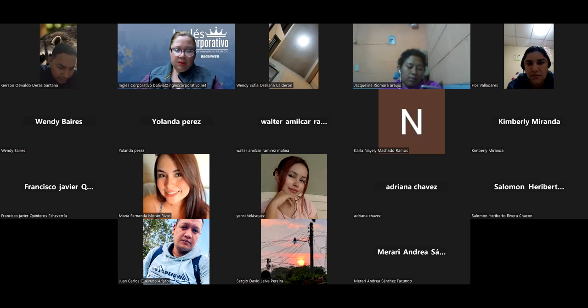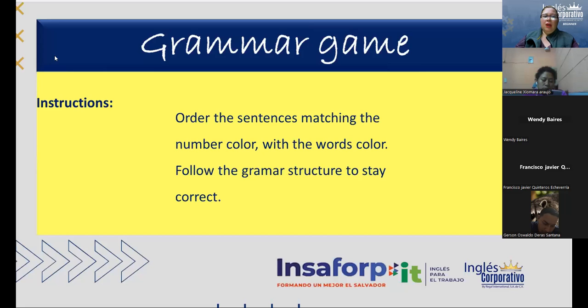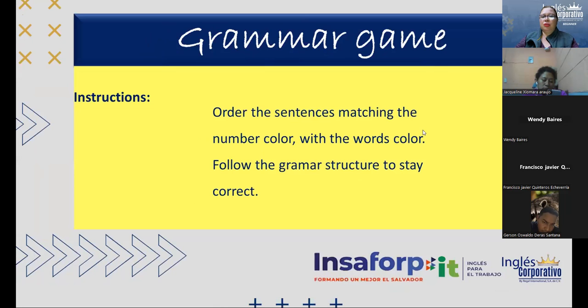Ahora déjenme abriendo para explicar. ¿Qué es lo que vamos a ir a hacer? Pongamos atención ahorita, por favor, y comprendamos lo que vamos a ir a hacer para que le saquemos el mayor provecho, ¿sí? Here it says, instruction. Order the sentences matching the number color with the word color, follow the grammar structure to stay correct.